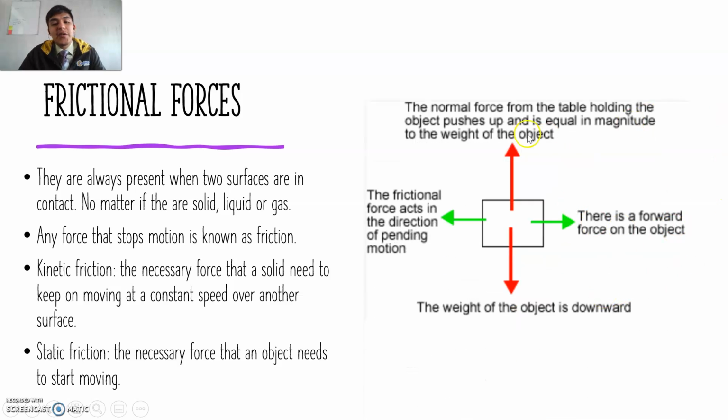Here you have a diagram that represents several forces that are acting upon an object. We have our weight, we have our normal force, we have the force that is pushing the object straight ahead, and the frictional forces that are going to be opposite to the forces that push the object in a certain direction.